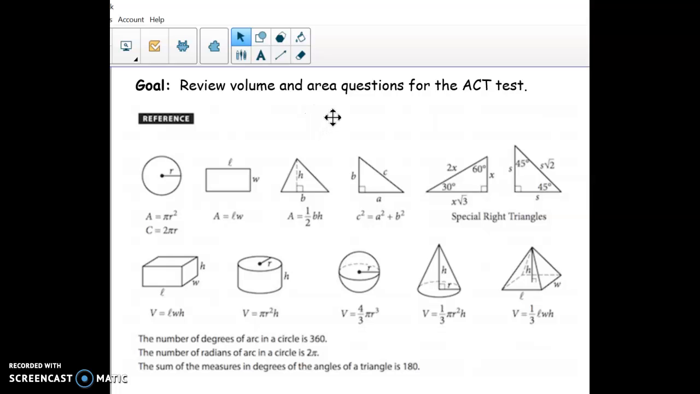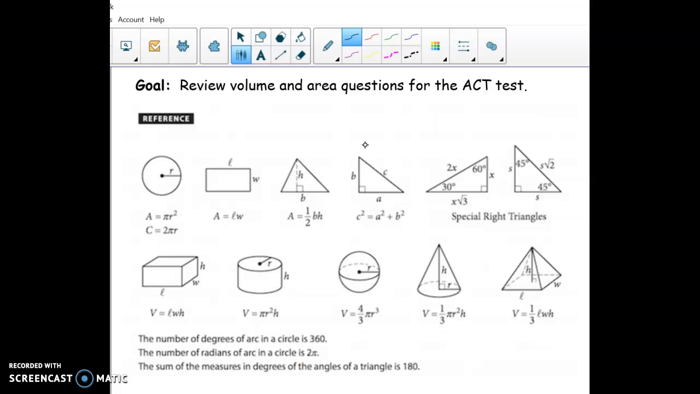All right, hello. In this video, we're going to be going over some volume and area, maybe a little perimeter questions related to the ACT test. And you can see there's a lot of different 2D shapes and 3D shapes where you might have to find the volume, surface area, perimeter, all those types of things. And it's a lot of formulas, right?